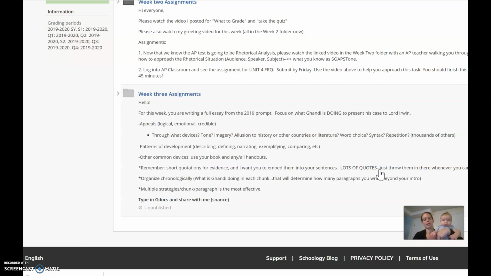It says type in Google Docs and share with me, but again, you can write it by hand and take pictures and email it to me if you'd rather, and I will read it that way. Join me for office hours if you have some questions in person, or of course you can leave them on the discussion board or email me.